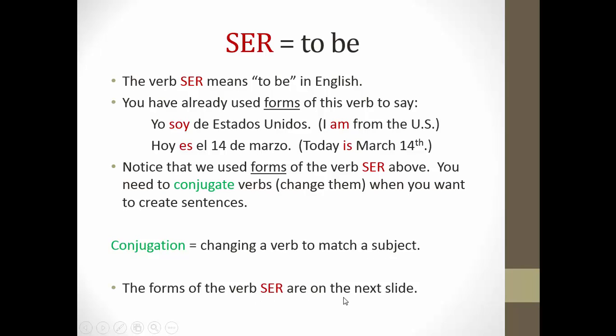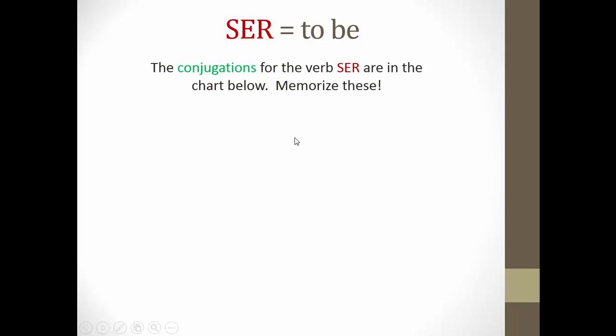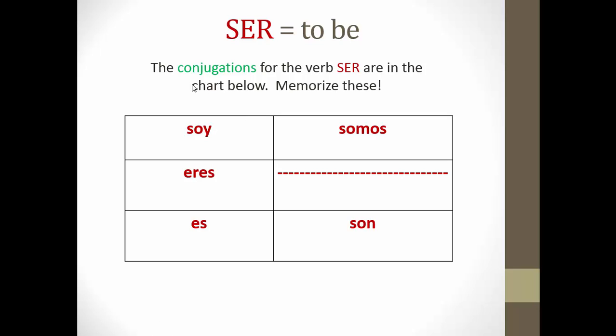The forms of the verb ser are on the next slide. Again, ser equals to be. The conjugations for the verb ser are in the chart below. Memorize them as soon as possible. The first form is soy. The second form is eres. The third form is es. These are all singular. This side is plural. We have somos and we have son.